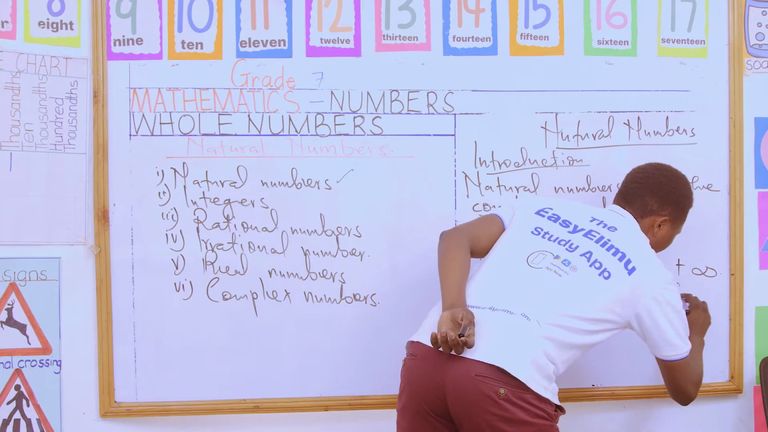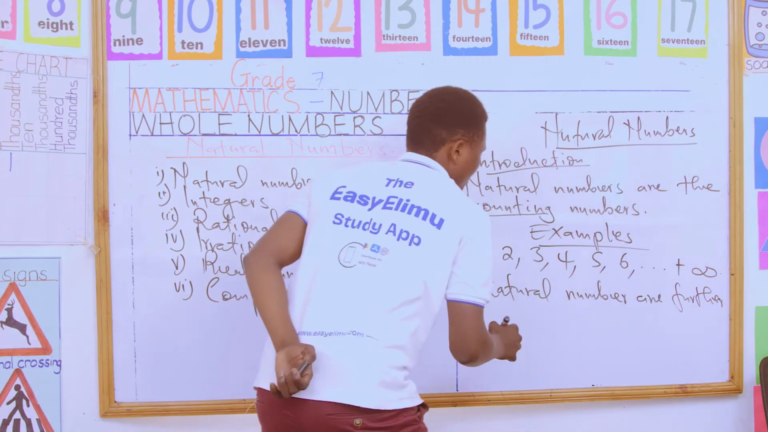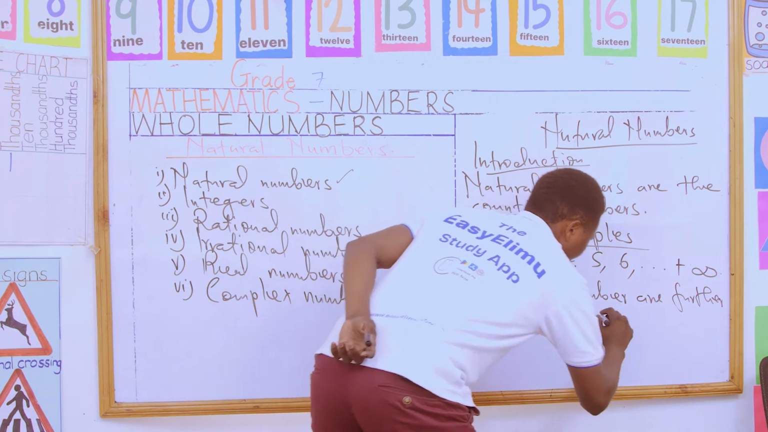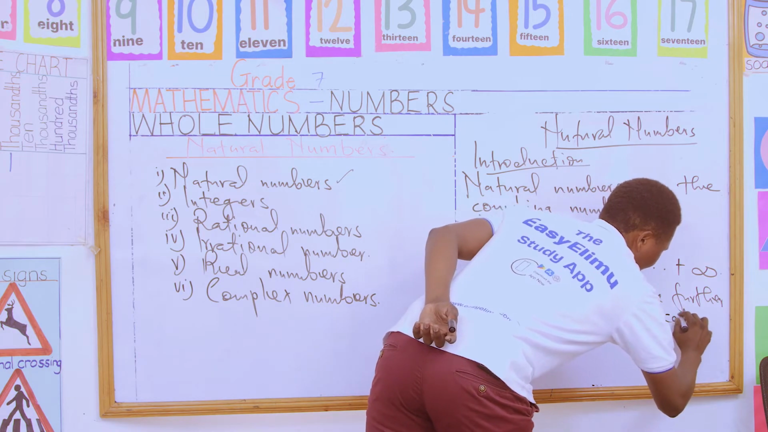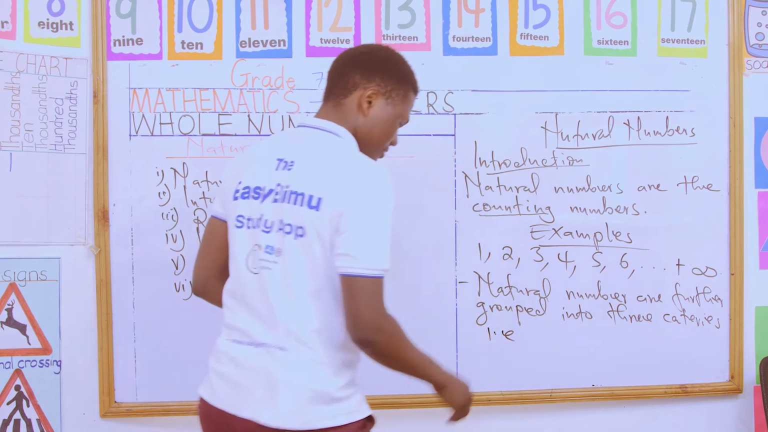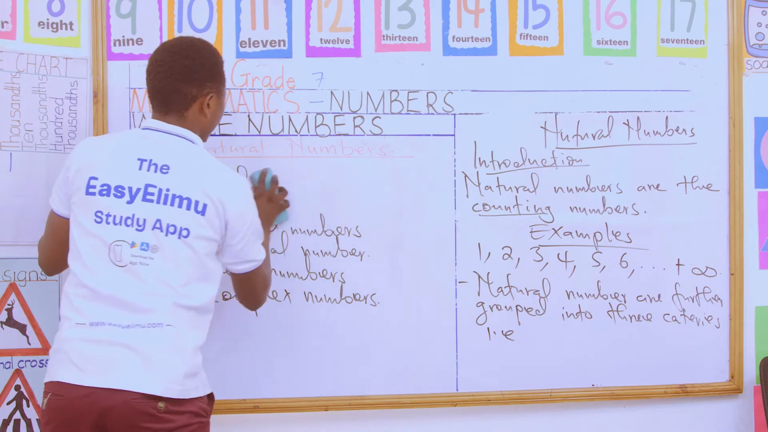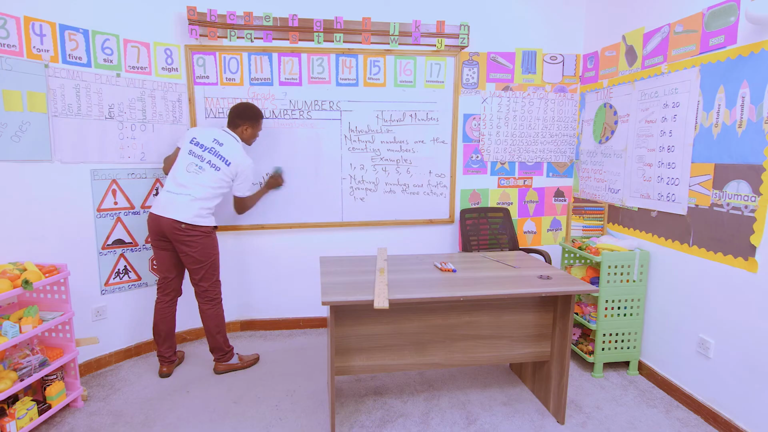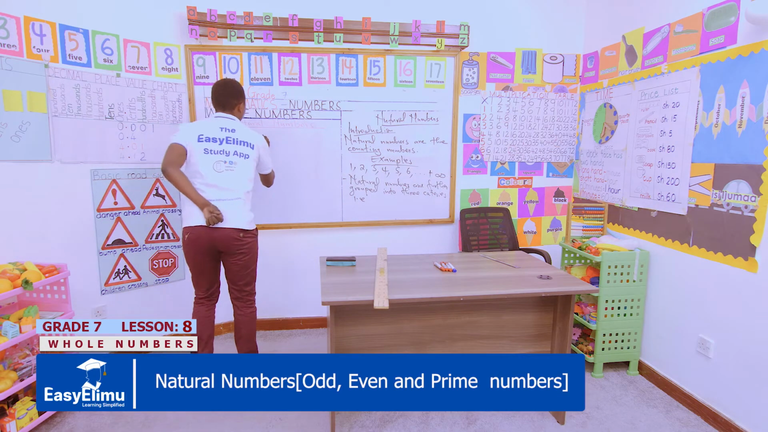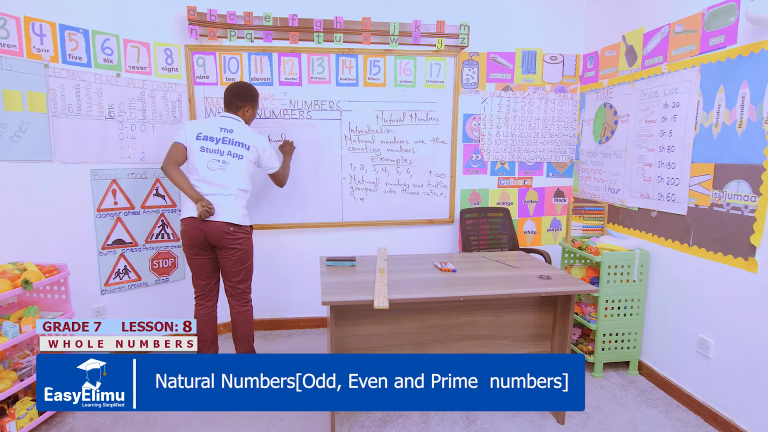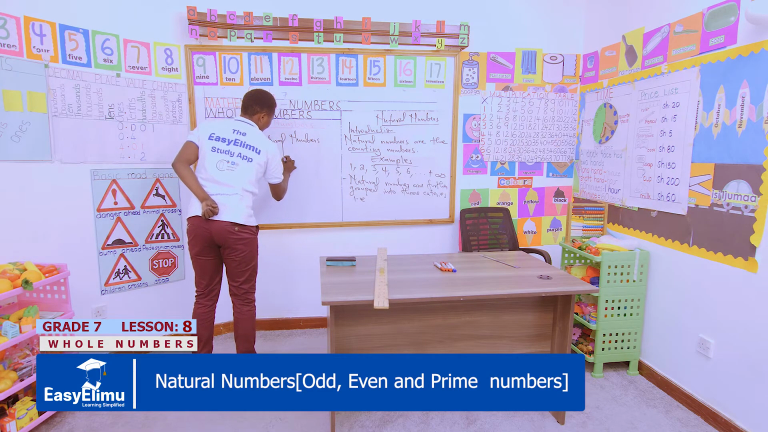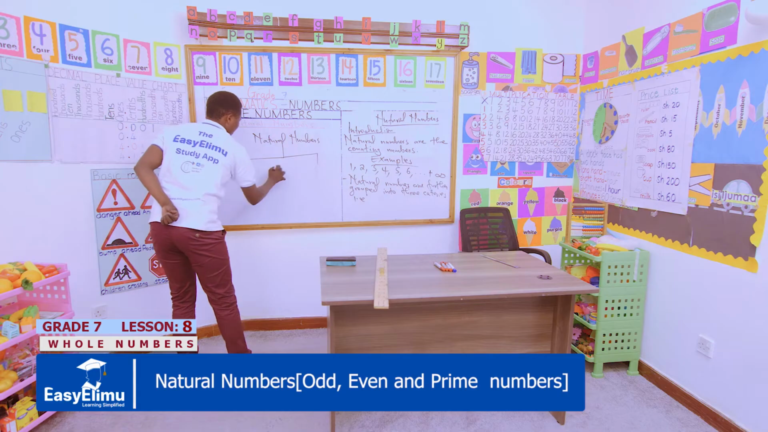So let us write that natural numbers are further grouped into three categories, i.e., what are the three categories of natural numbers? So allow me to draw something like a flow chart to represent the three categories of natural numbers. So if we have natural numbers here, we can have the three categories of the natural numbers here.